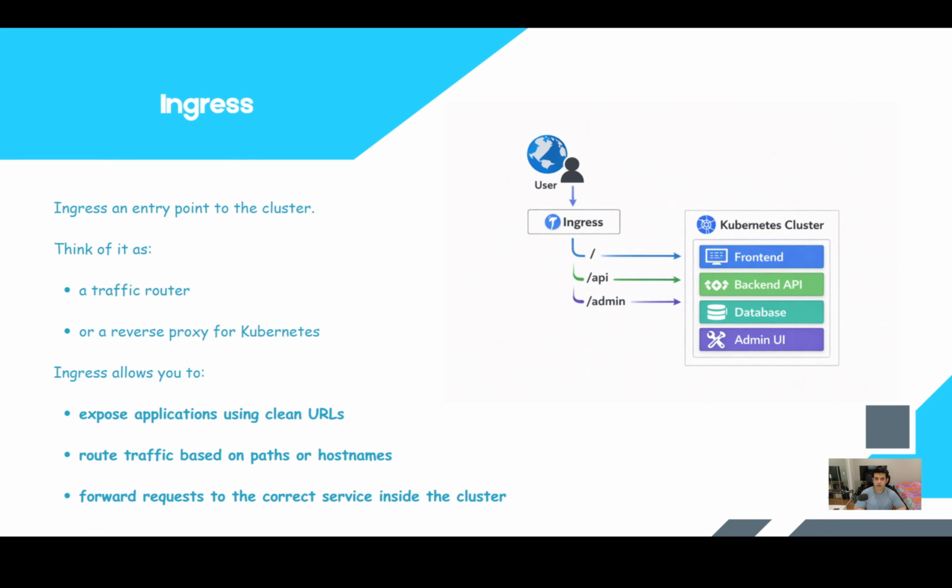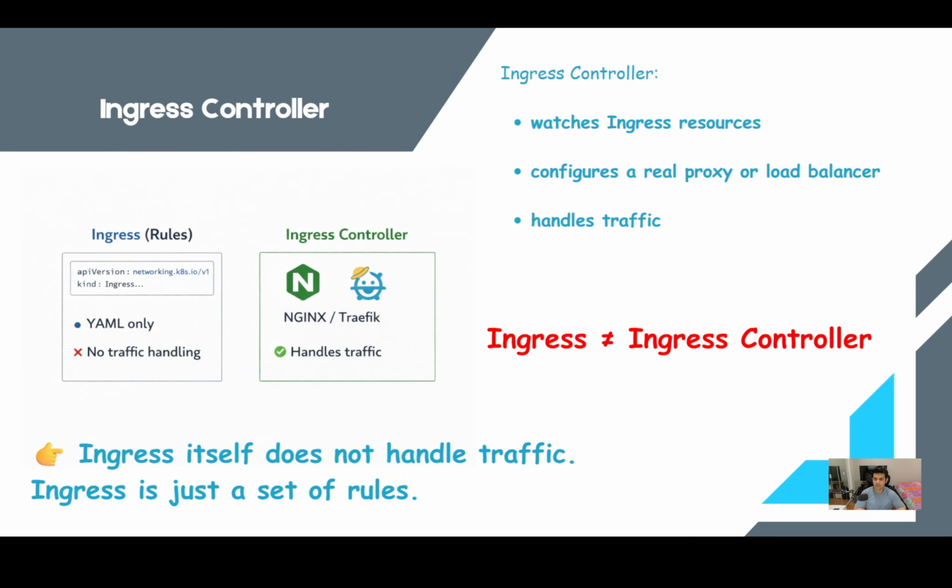Now let's understand one important topic without which Ingress cannot function, and that is called the Ingress Controller. Ingress itself does not handle traffic. Ingress is just a set of rules. To make those rules work, Kubernetes needs an Ingress Controller. Some common examples of Ingress Controllers are the Nginx Ingress Controller, Traefik, and cloud provider Ingress Controllers. So basically, an Ingress Controller watches Ingress resources, configures a real proxy or load balancer, and handles actual user traffic. This is important: without an Ingress Controller, Ingress does nothing.